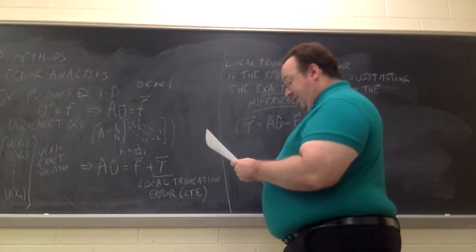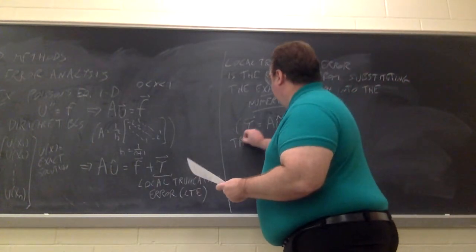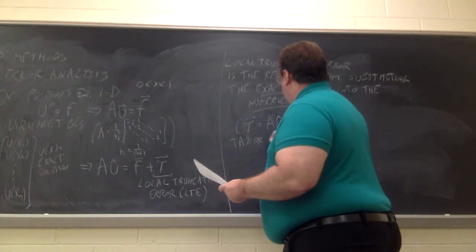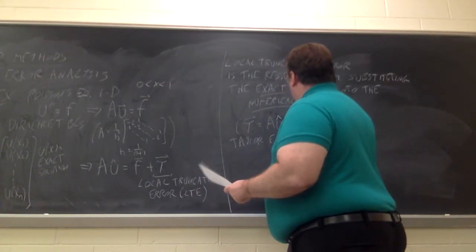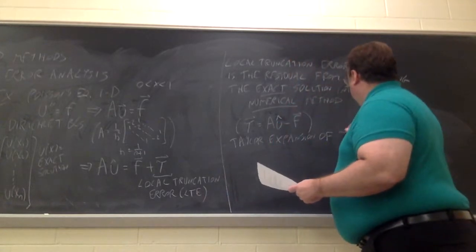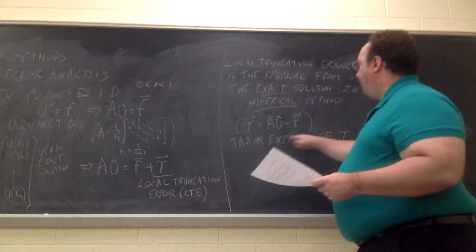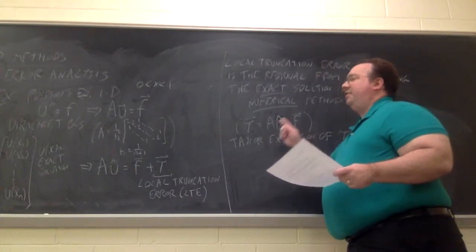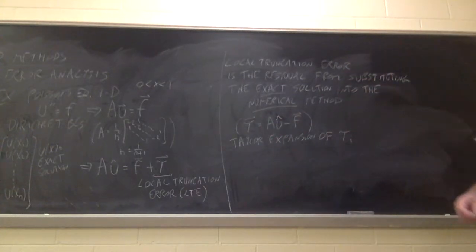Okay. So a Taylor expansion of one component. Remember, tau is a vector. Everything in here is a vector. So we're just going to Taylor expand one component of tau.